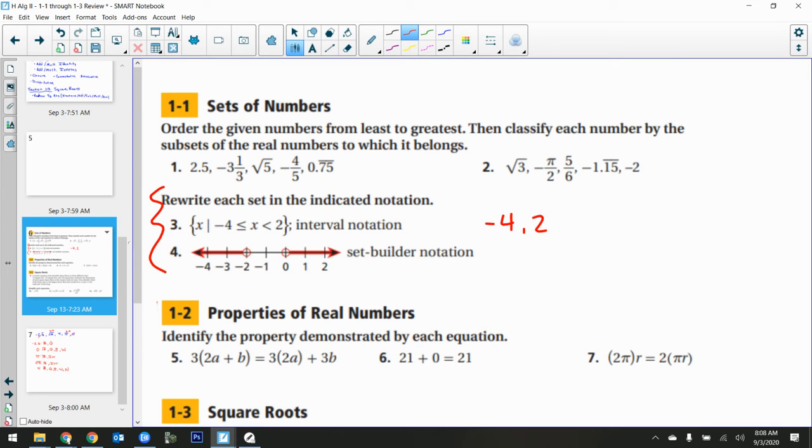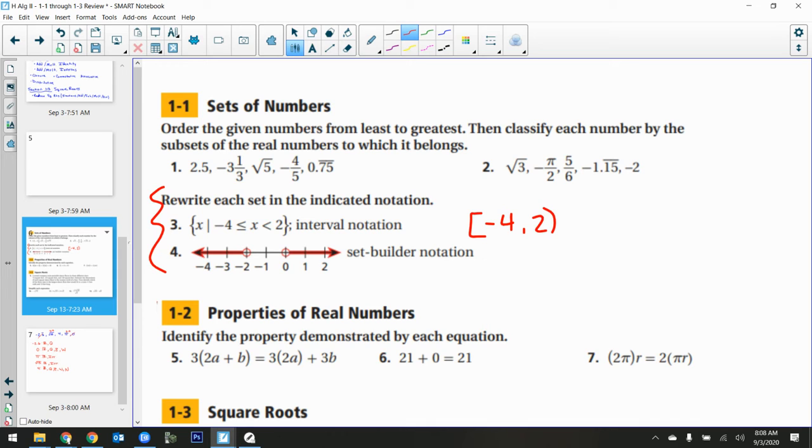And then I decide, what's included, what's excluded? Is the negative 4 included? Yes. Is the 2 included? No. So there's my answer.